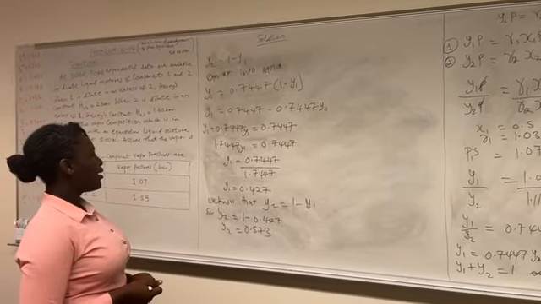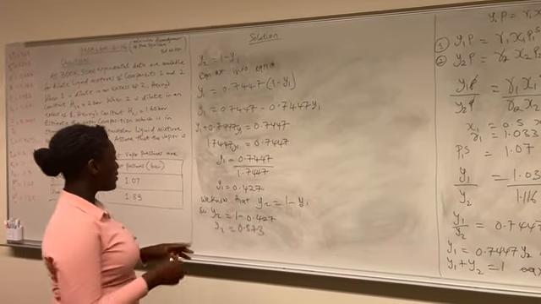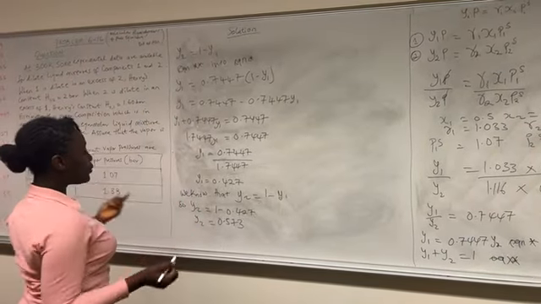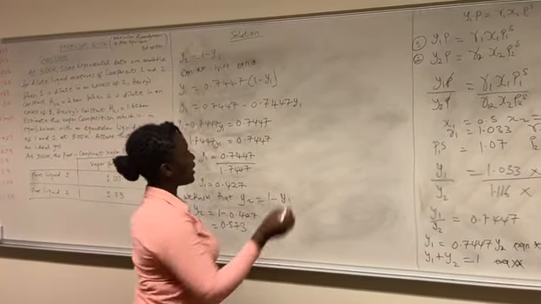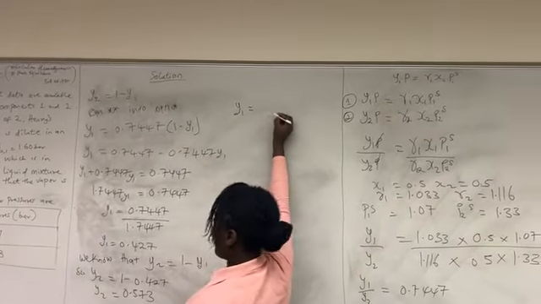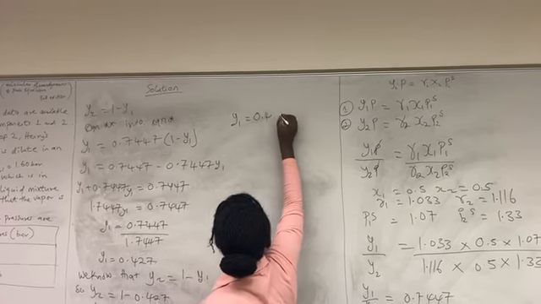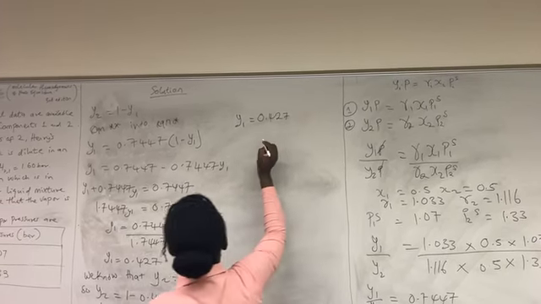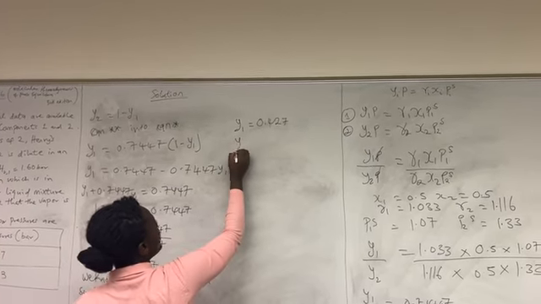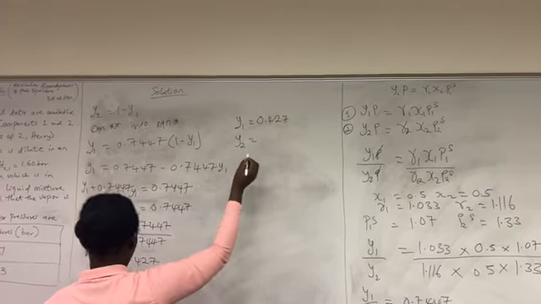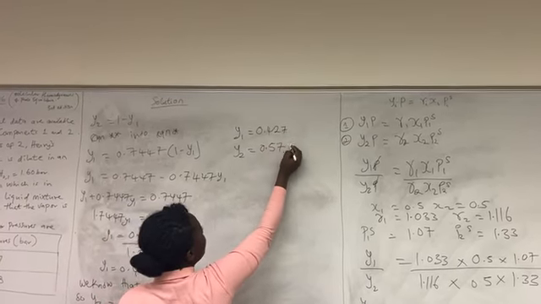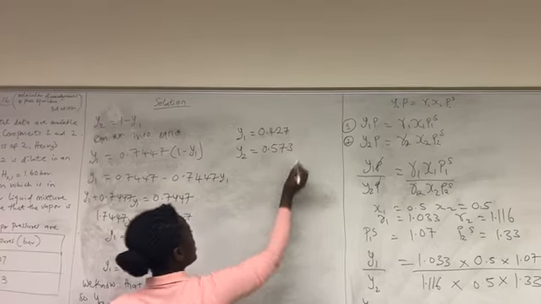Okay, so from everything we get to know that the vapor composition for component 1 in the mixture, that is y1, is equal to 0.427. And for the vapor composition for component 2, that is y2, is equal to 0.573.